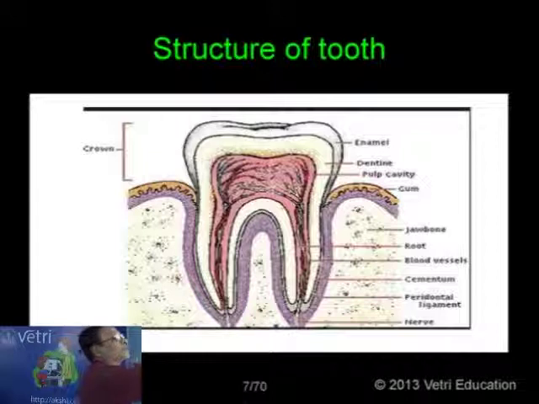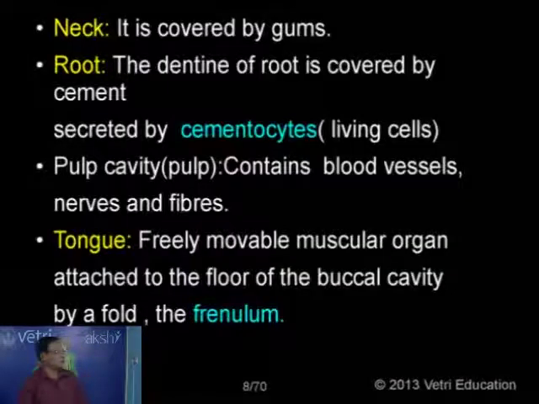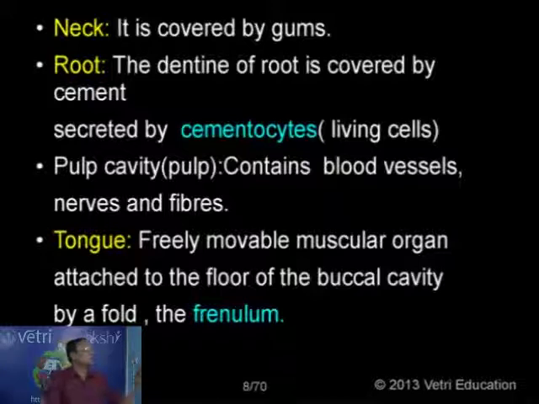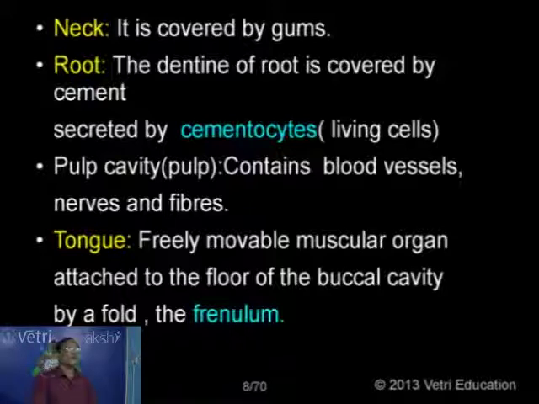The diagram showing the structure of the tooth. A little bit only I want to tell you about this. The dentine root is covered by cement, secreted by the cementocytes, the living cells. And enclosed inside the tooth is the pulp cavity. It contains blood vessels, lymphatic vessels, and also nerves. I am giving only a brief structure, not a deep structure of the tooth. It's not necessary. You have to know about the enamel, the dentine, the Sharpey's fibers, the cementum, where the enamel is present, where it is absent, etc.